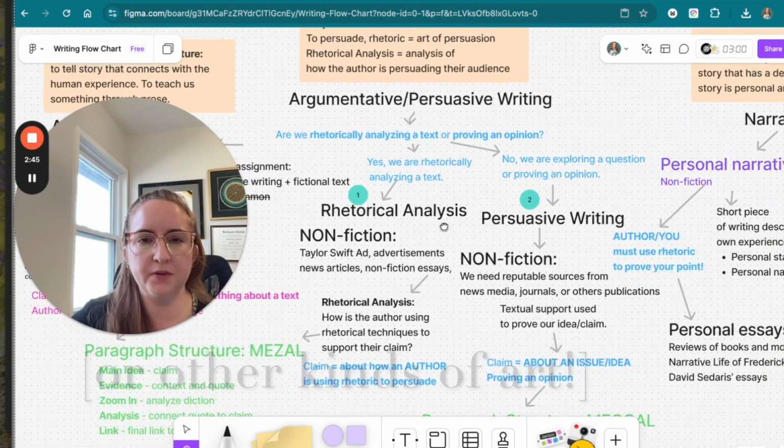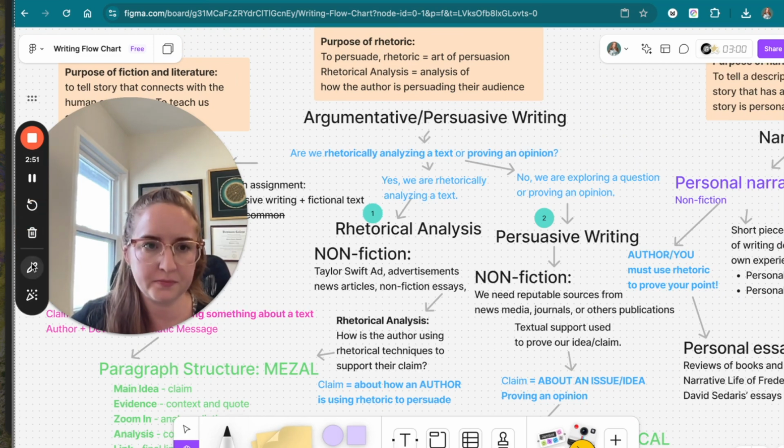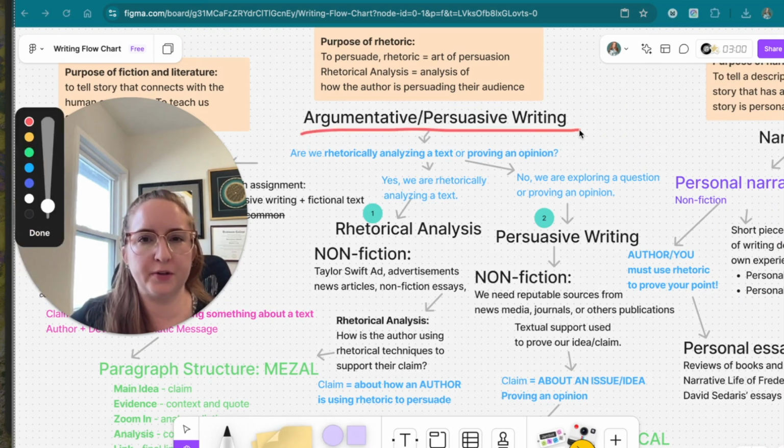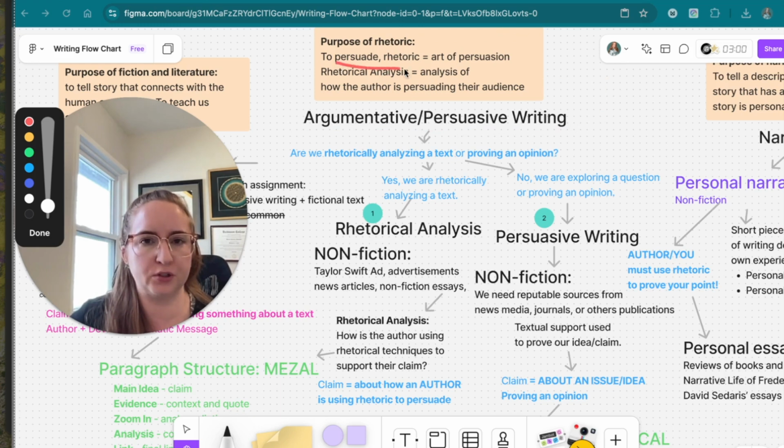Next, let's move on to argumentative or persuasive writing and see how this differs. So, argumentative and persuasive writing. Now, the purpose of argumentative and persuasive writing is to persuade, to use rhetoric or the art of persuasion to persuade an audience. So we need to ask ourselves, are we rhetorically analyzing a text or proving an opinion?